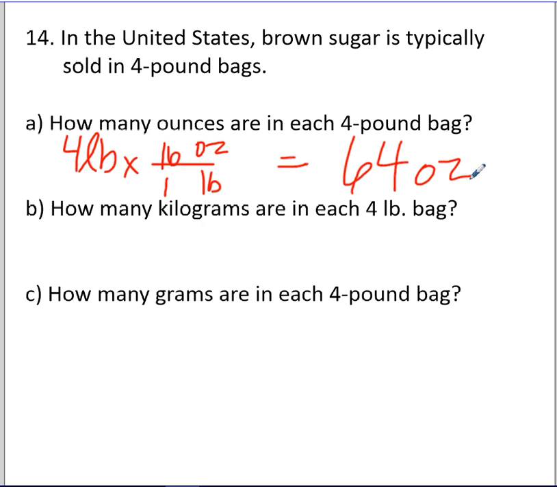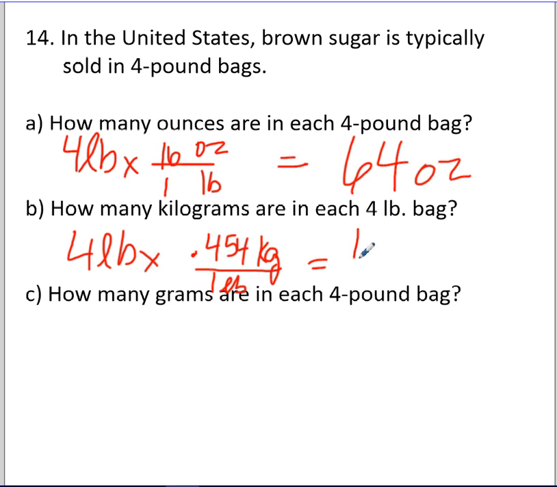And so then it's asking us how many kilograms. We just use that one. So we have 4 pounds. We don't have to use the ounces. Let's go back to our pounds times 0.454 kilograms per 1 pound. And that gives us approximately, they didn't tell us how many decimal places to round, so I'll do 1.816 kilograms.